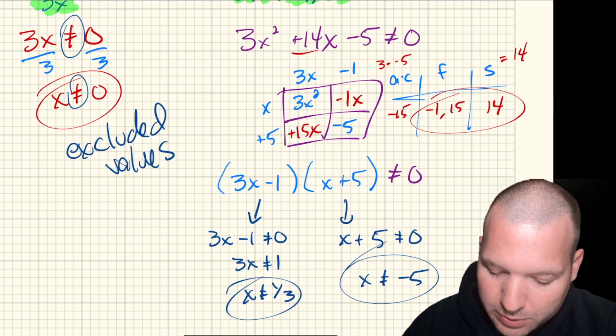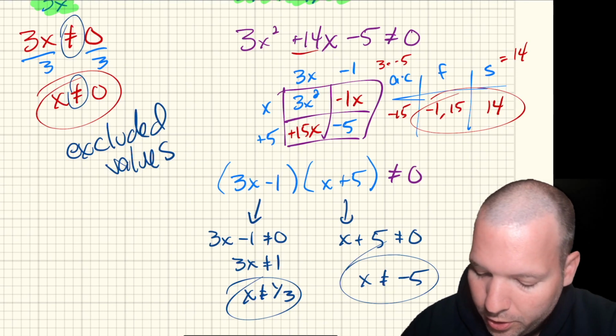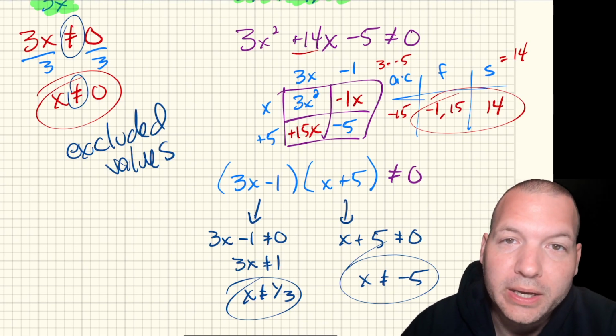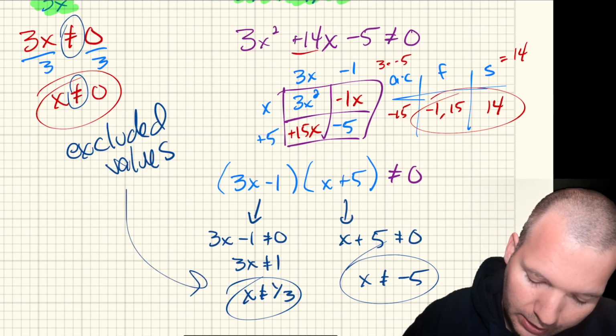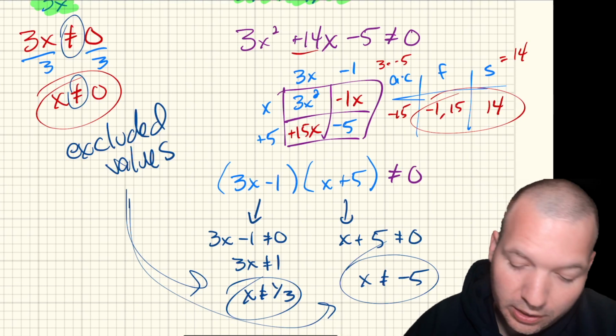I figured out 3x minus 1 would be 0, which is a problem, at 1/3, and x plus 5 would be 0 at negative 5. So again, excluded values, x cannot be 1/3, x cannot be negative 5.